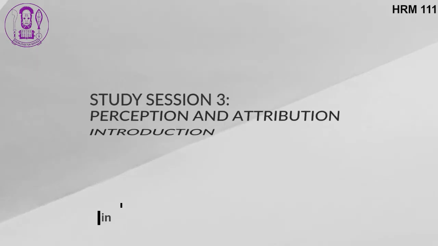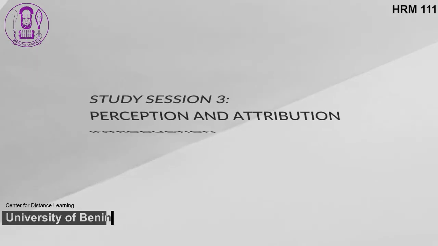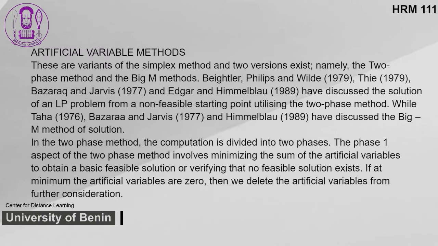Study Session 3, Perception and Attribution. Introduction. Perception generally concerns how people react to the events or objects they encounter, and it is a characteristic feature of behavior, which has particular importance to the manager. This study session will give you an insight into the nature of perception. Particularly, it will expose you to the process that perception goes through, the factors that influence perception, and some perceptual errors. The meaning of perception.